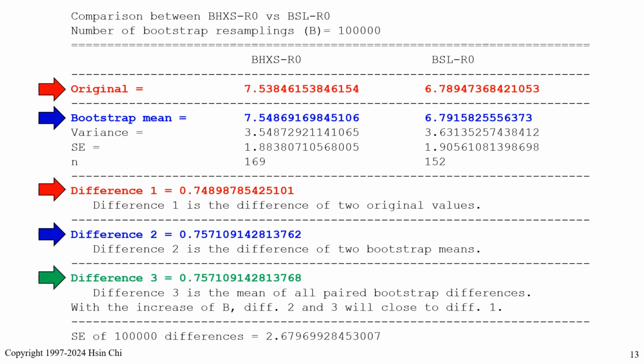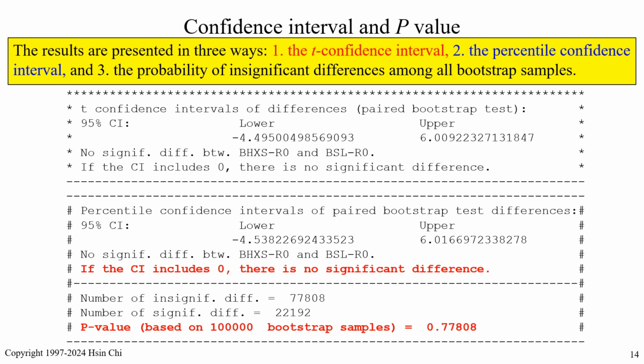The green difference 3 is the mean of all 100,000 paired bootstrap differences. In general, with the increase of B, the blue difference 2 and the green difference 3 will be close to the red difference 1. In general, you need to report the confidence interval and p-values in your paper. The results of paired comparison are presented in 3 ways.